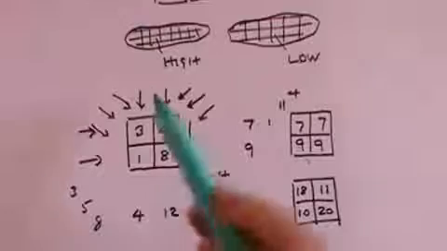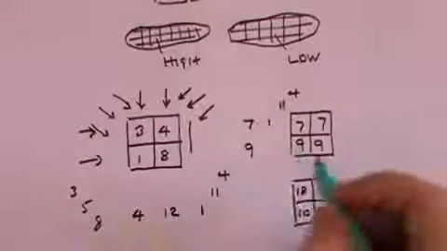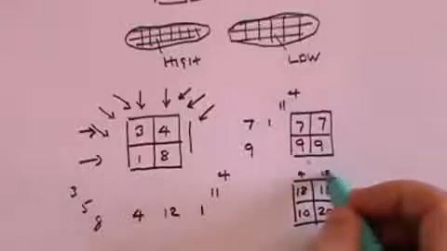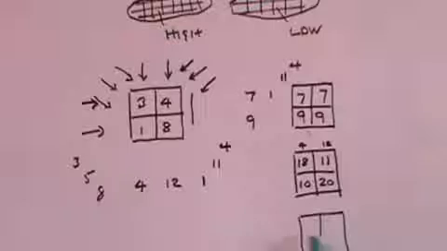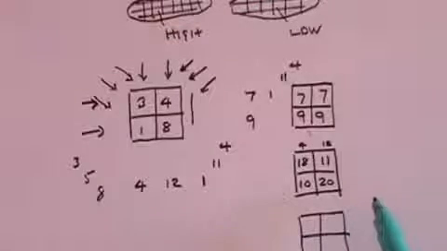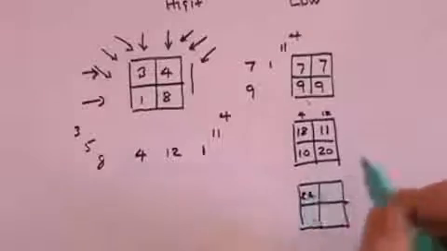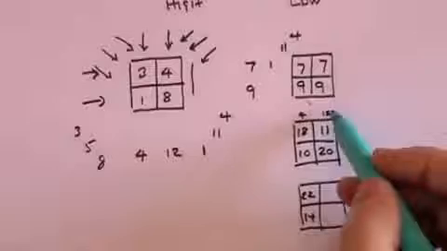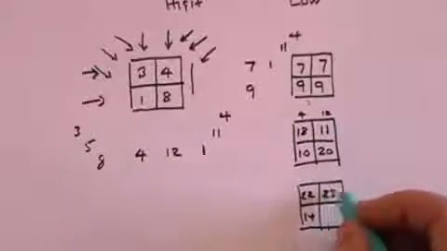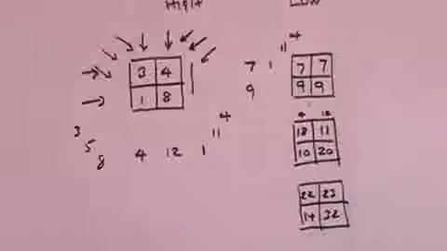Now we add to that the consequence of the X-rays coming in this direction, which gave a 4 and a 12. A 4 and a 12. So we add that to the values of each of the boxes. So effectively you're adding 4 to 18 to make 22, 4 to 10 to make 14, 12 to 11 to make 23, and 12 to 20 to make 32.